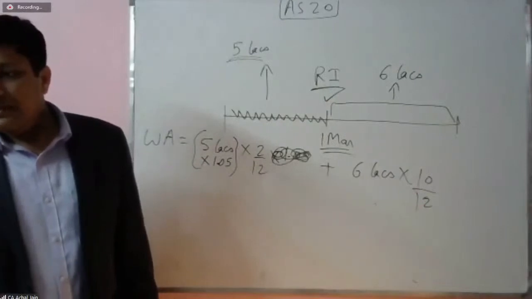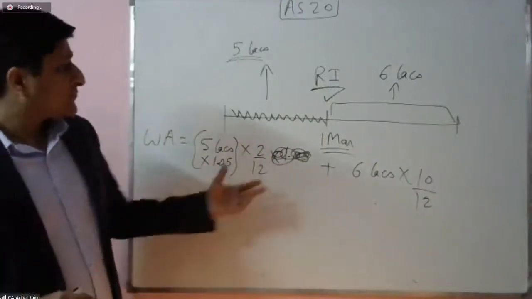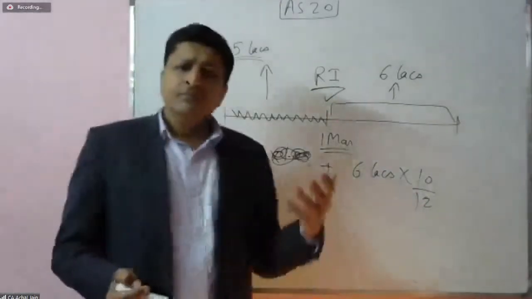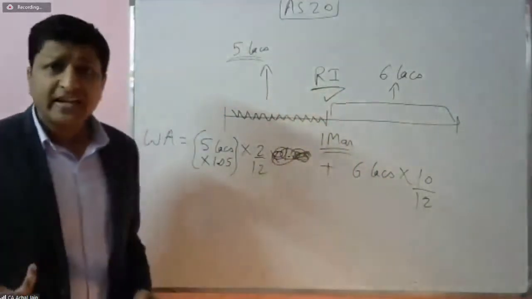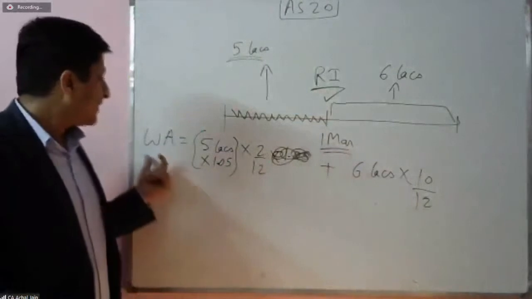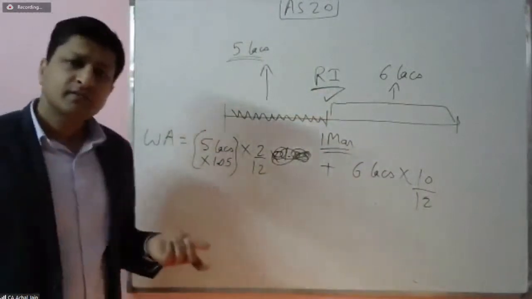Kushi is asking EPS for X2 again. EPS for X2 is then simple. Profit for X2 is available to you. 15 lakhs divided by the weighted average. Very simple.